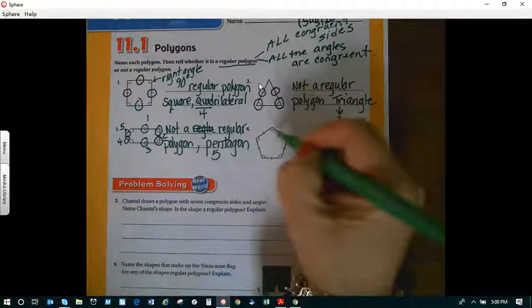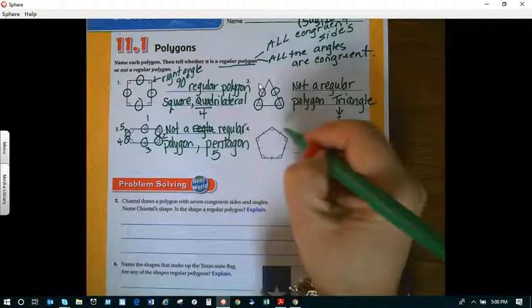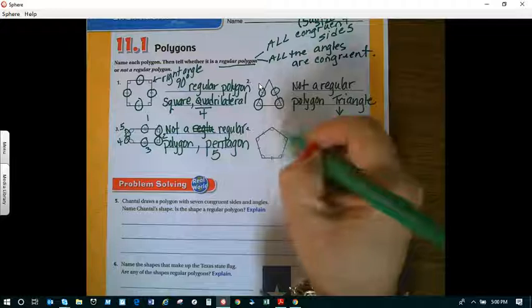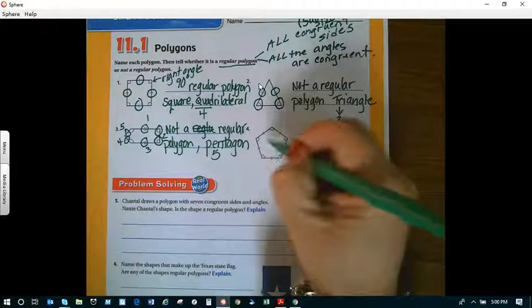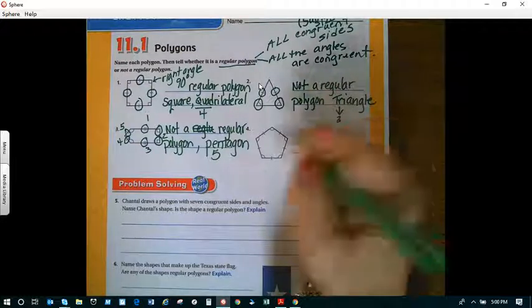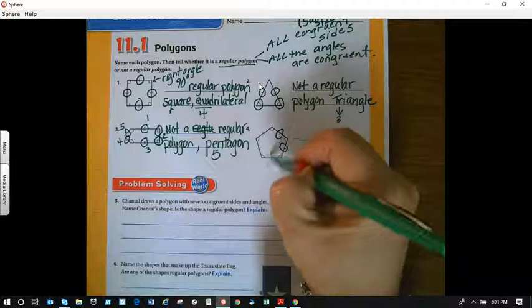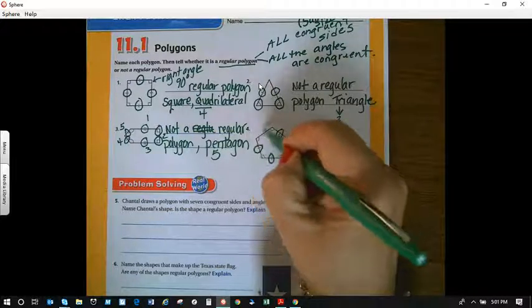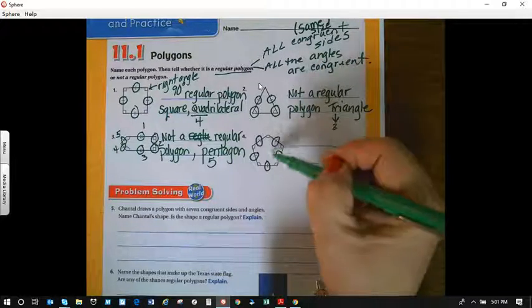I'm looking at all my sides. Well, they all have one hash or one line through that, telling me that there's a hash mark letting me know that all lines are equal. This line is equal to this line, which is equal to this line, which is equal to this line, which is equal to that line. So I have all congruent sides here.